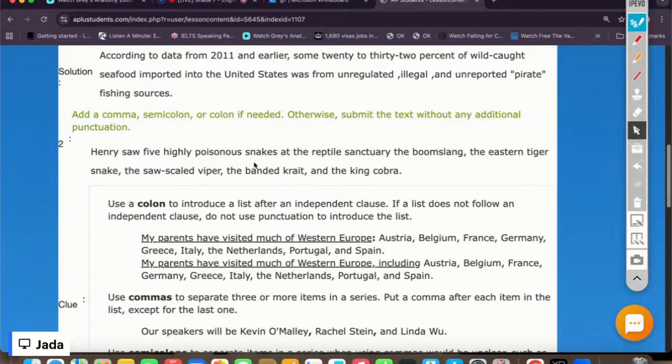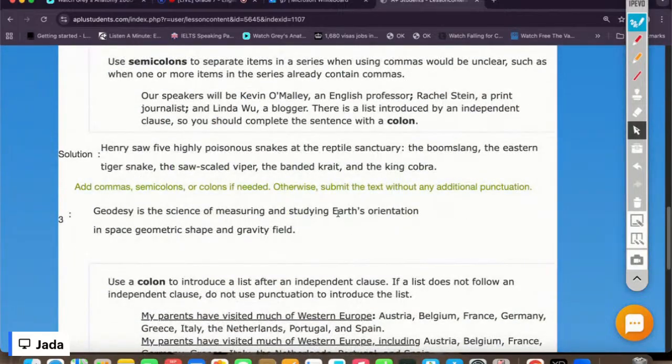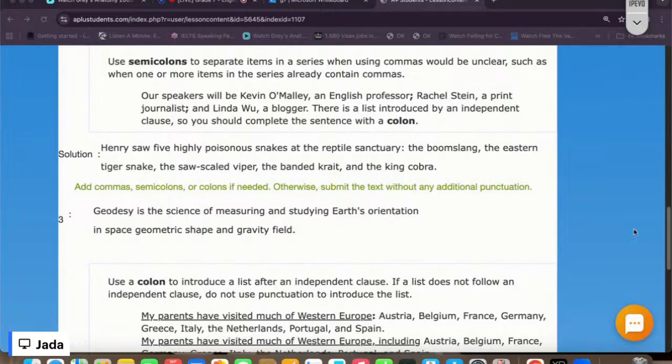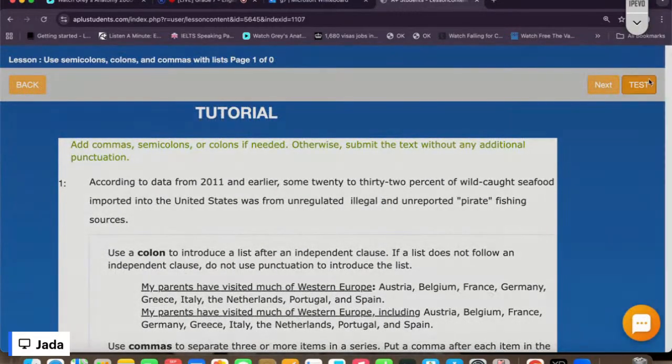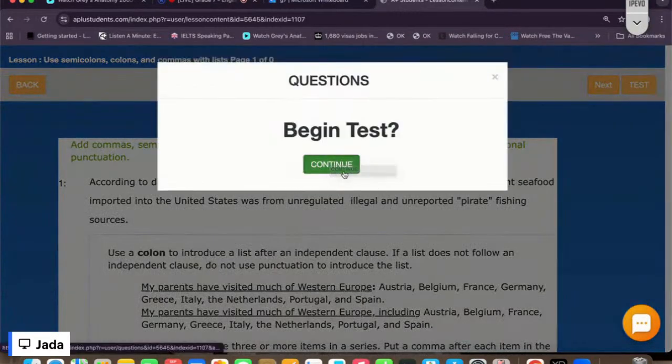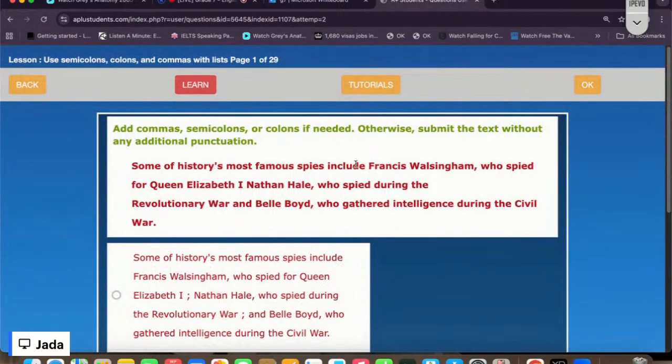Henry saw five highly poisonous snakes at the reptile sanctuary: the boomslang, the Eastern tiger snake, the saw-scaled viper, the banded krait, and the king cobra. So what are we going to have here? It's a series, so we have to make sure that we put a comma in between all of them except for the last. So let's move to the test. You can share your answers with me.